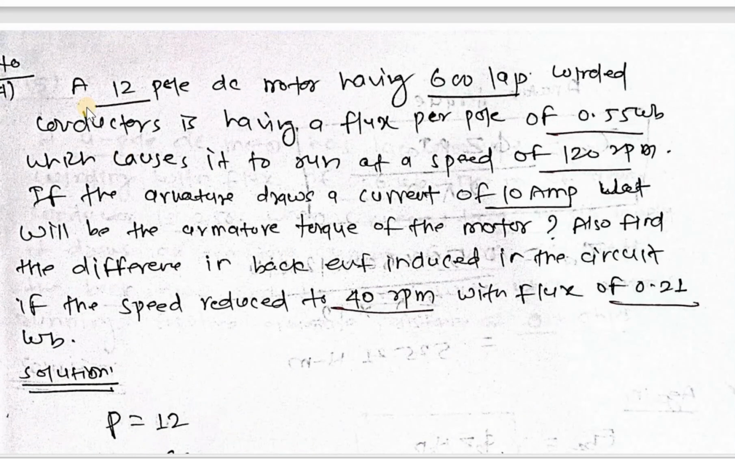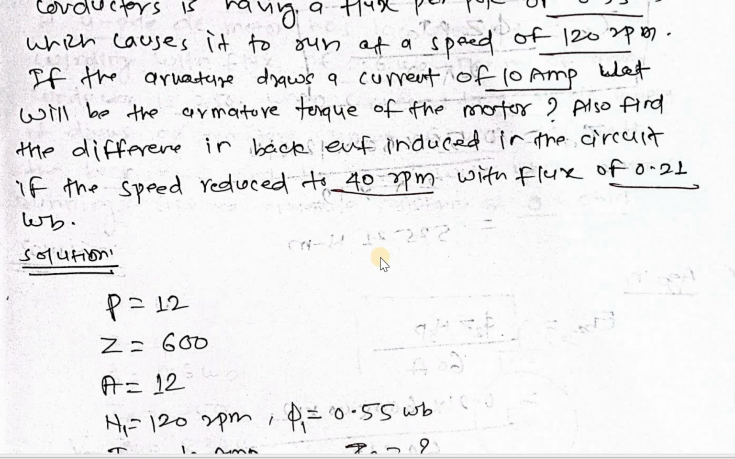Similarly, numerical 4. A 12 volt DC motor having 600 lap winding conductors has a flux per pole of 0.55 Weber, which causes it to run at a speed of 1200 rpm. If the armature draws a current of 10 ampere, what will be the armature torque of the motor? Also find the difference in the back EMF induced in the circuit if the speed is reduced to 40 rpm with the flux of 0.21 Weber.